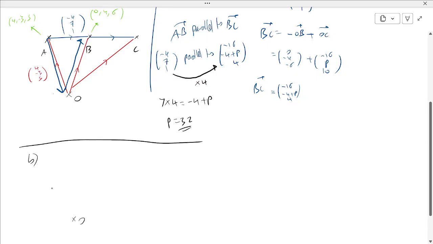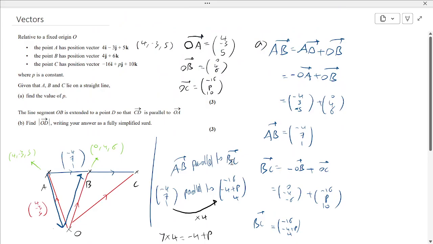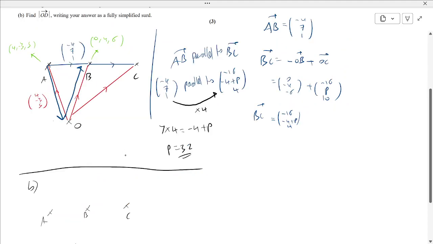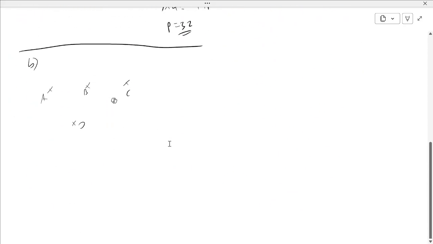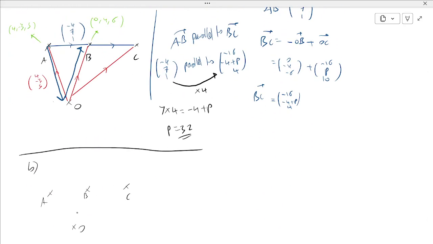We had O, A, B, C, with a straight line, and it said the line OB is extended to D. So D is somewhere out here, such that CD is parallel to OA. So CD parallel to OA. Well, here's OA. So D will kind of be out here, right? It's on the line OB, but OA is parallel to CD.